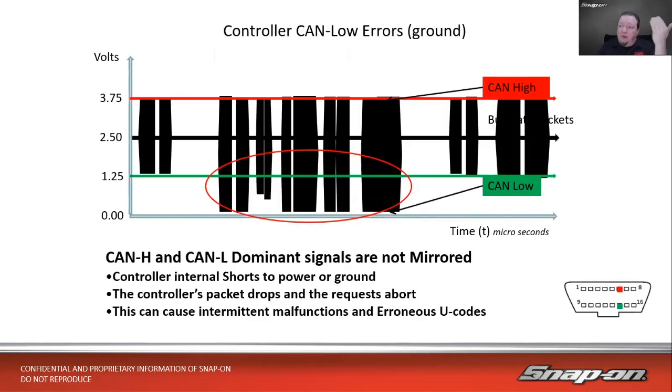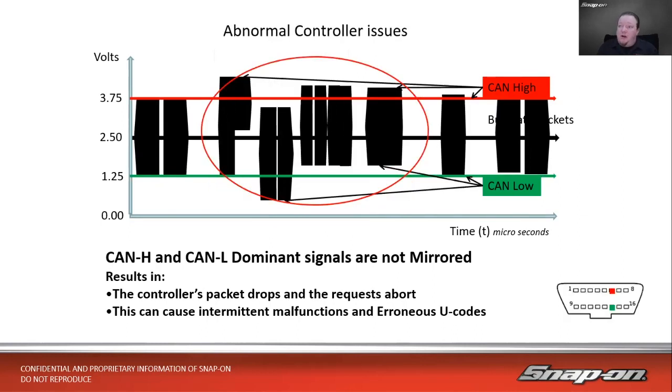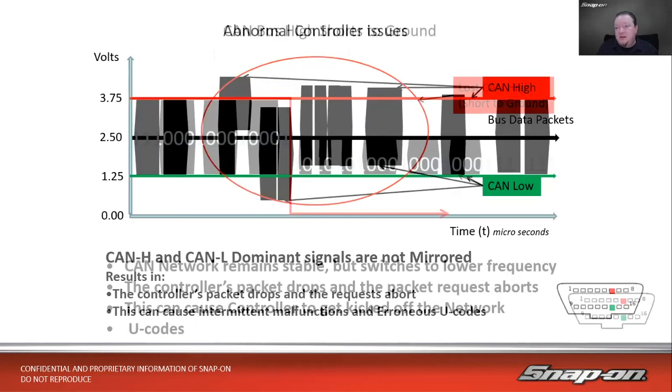So for example, low errors, short to ground, could be an internal short to power or ground. Abnormal control, these are all over the place, not really mirrored at all. So they're kind of up and down and all around. It's going to drop whatever requests. So sometimes if it decides to stop communicating, you may not be able to see them all the time, but when it's sending erroneous data, you'll be able to see.